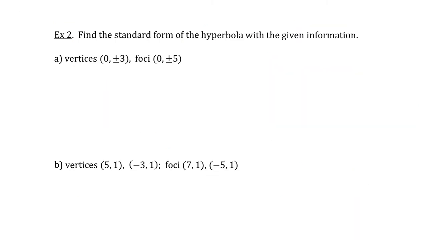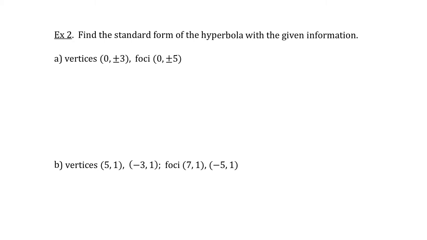Okay, for the second example, we're going to try to write the standard form of a hyperbola using the clues that they give us. And there's more than one way to do it, but you do have to kind of reason this out. Okay, so for A, it tells me the vertices are 0 and plus or minus 3. The foci are 0 and plus or minus 5. I want to figure out the equation. Okay, it is a hyperbola.